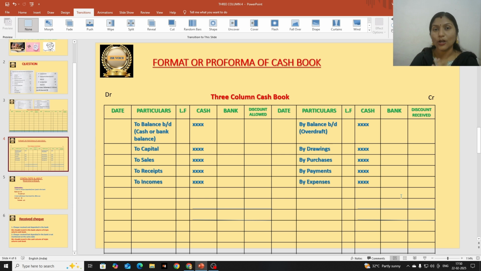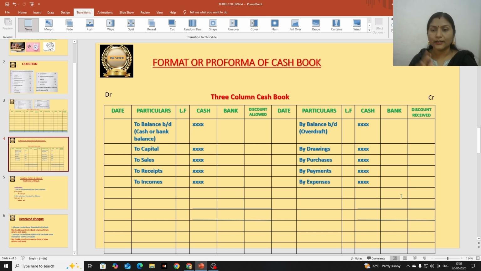If cash goes out of the business, then we record on the credit side. So which kind of transactions are there where cash goes out of the business? I have shown on the credit side: by drawings, by purchases, by payments, by expenses. If these kinds of transactions take place in any business, definitely cash goes out of the business. Then that will be recorded on the credit side.